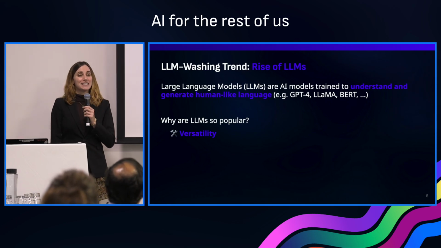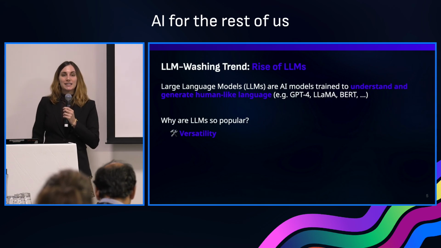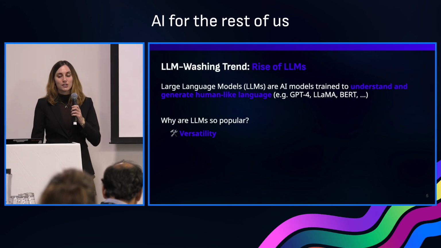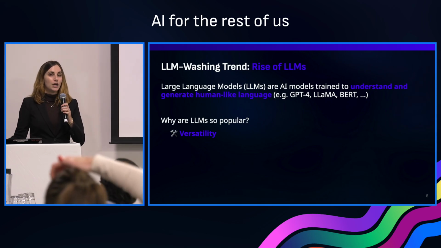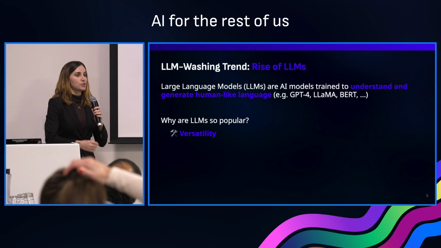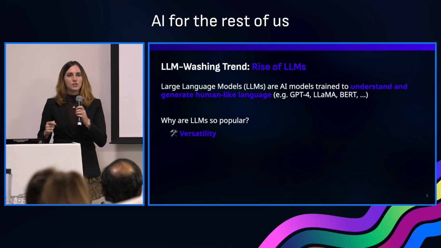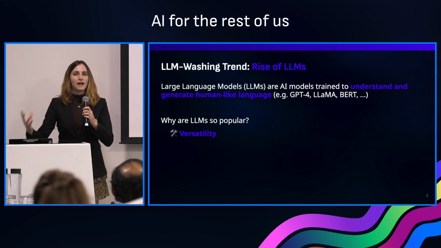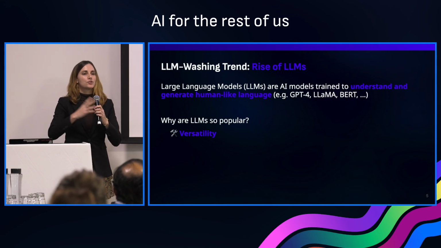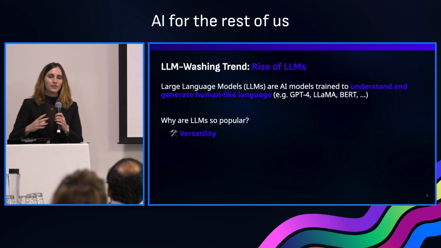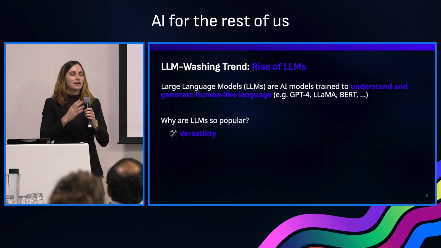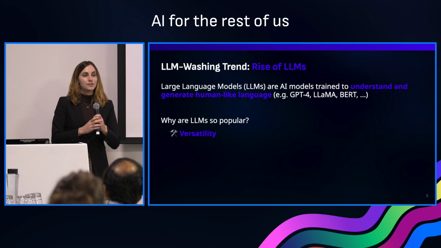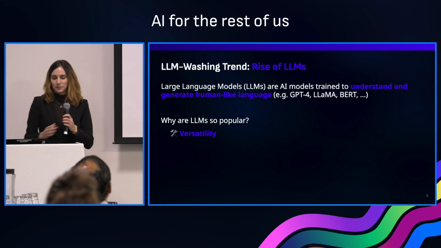One of them is versatility. As Anand already mentioned in his talk, LLMs are great for generating language. We can use them to summarize, for creative writing, and for all sorts of tasks that include generating any sort of language. They're incredibly versatile models because they're designed to be generalists in what they're doing.